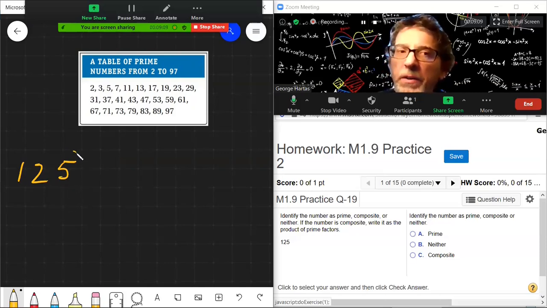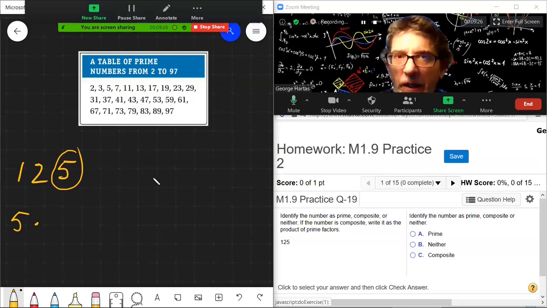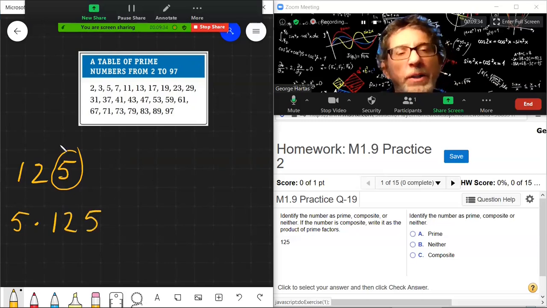Yes, this ends in 5. So if a number ends in 5 or 0, we know 5 goes into it. So this can break down into 5 times what equals 125? Well, 4 quarters will give us $1. One more quarter, 5 quarters, will give us $1.25. So remember, you can use the money analogy to help you with some of these larger numbers.